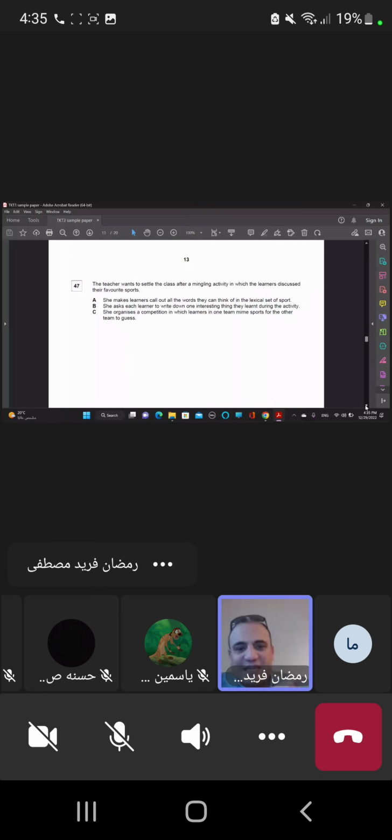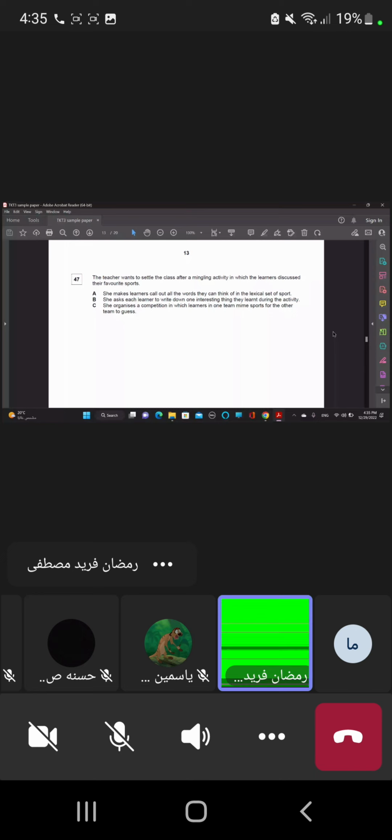Okay, the teacher wants to settle the class after a mingling activity. عارفين يعني ايه mingle activity. في classroom interaction patterns, there are a variety of classroom interaction patterns. One of them is pair work. Another one is group work, small group and large groups or big groups. And then individual work. And then there is mingle, whole class mingle. موجودة في الكتاب بس مش عارف انتوا يعني عارفينها ولا لا.